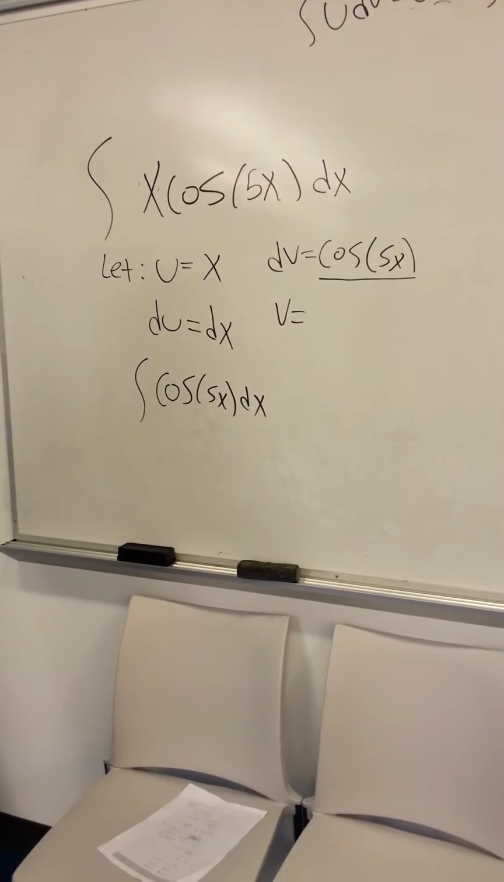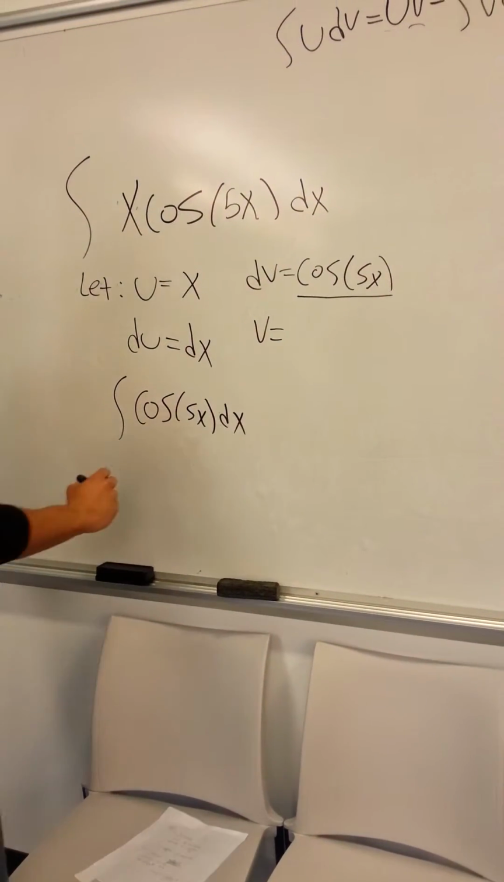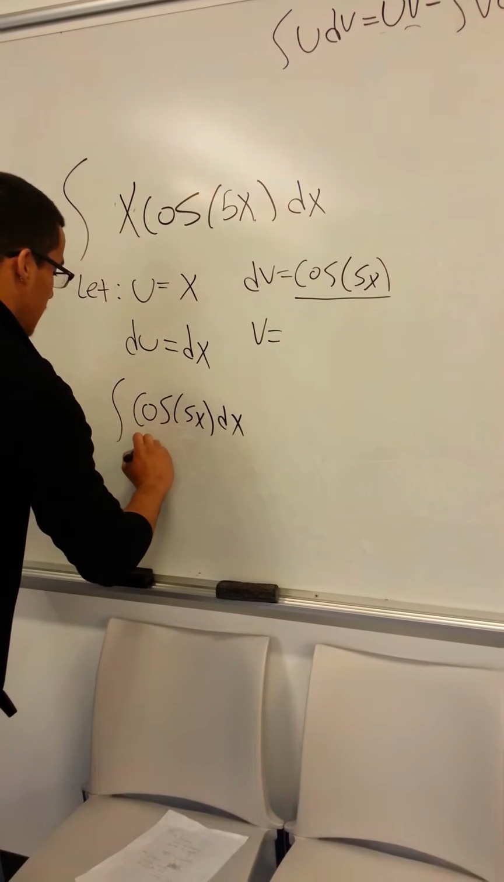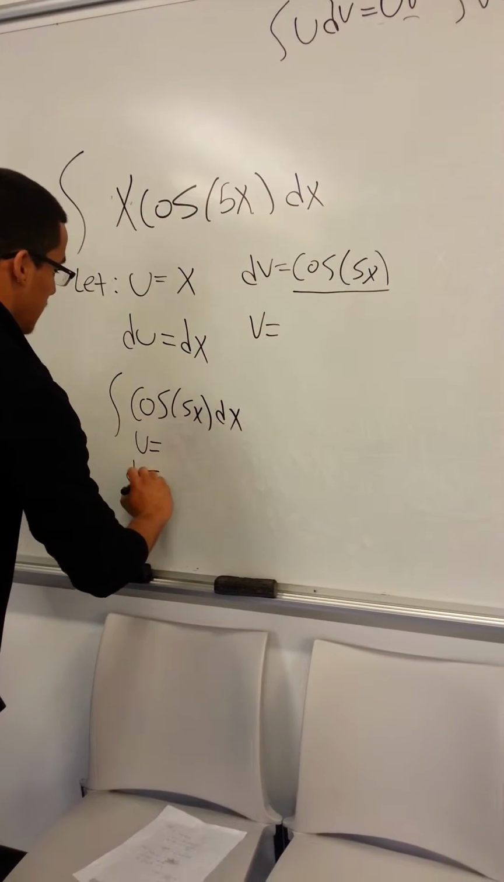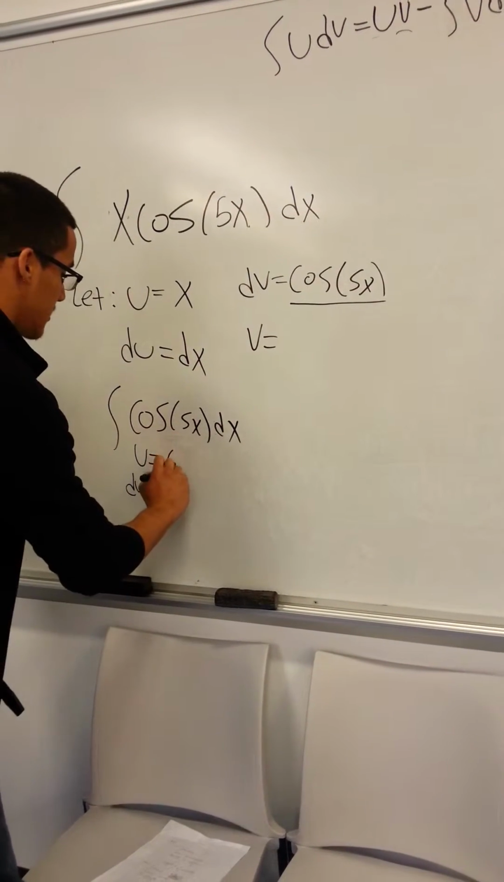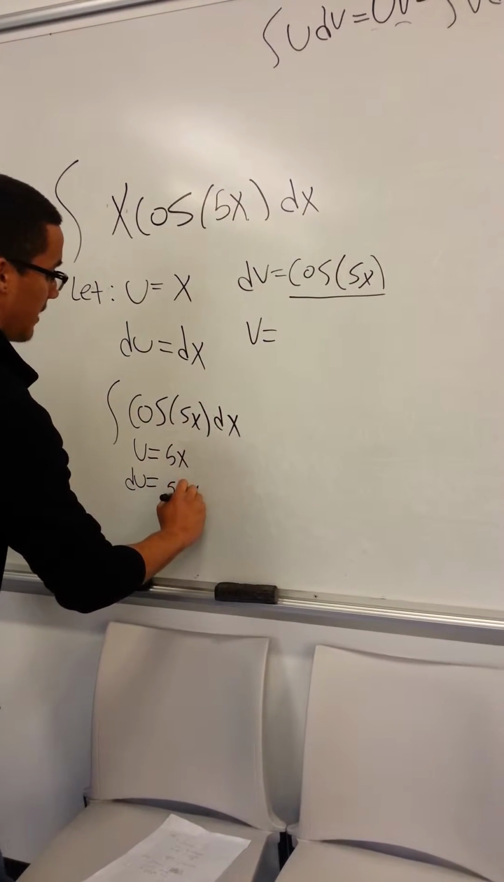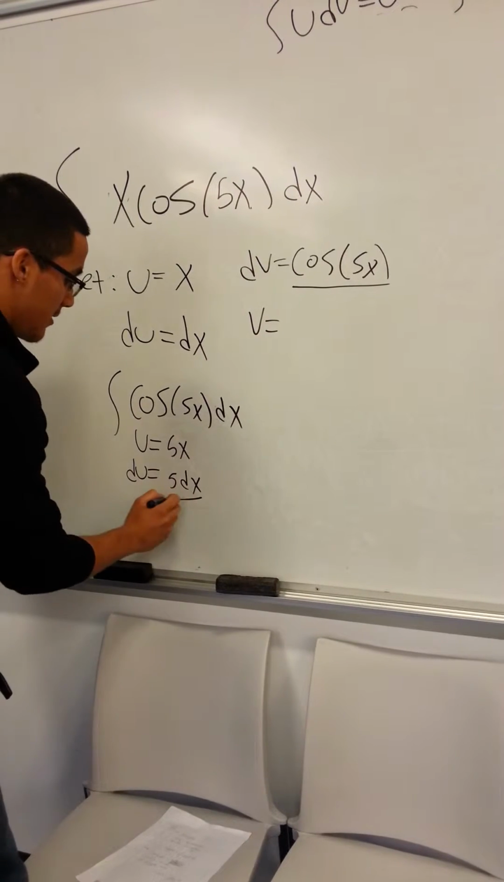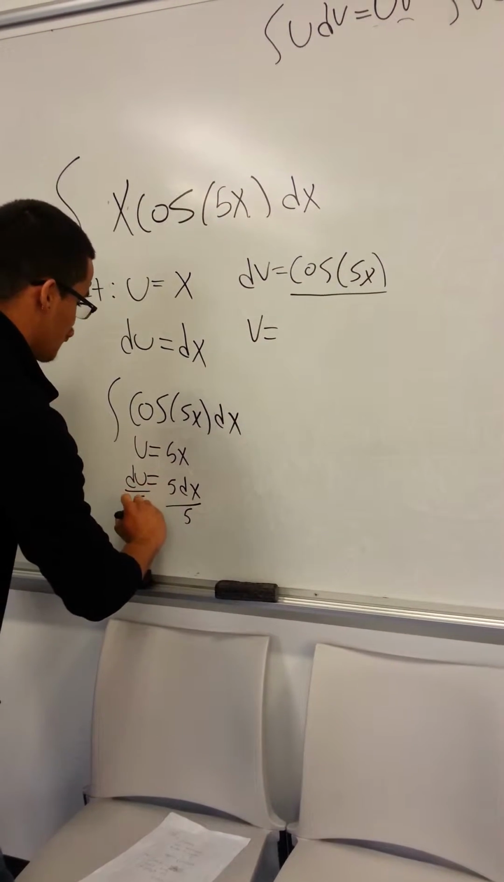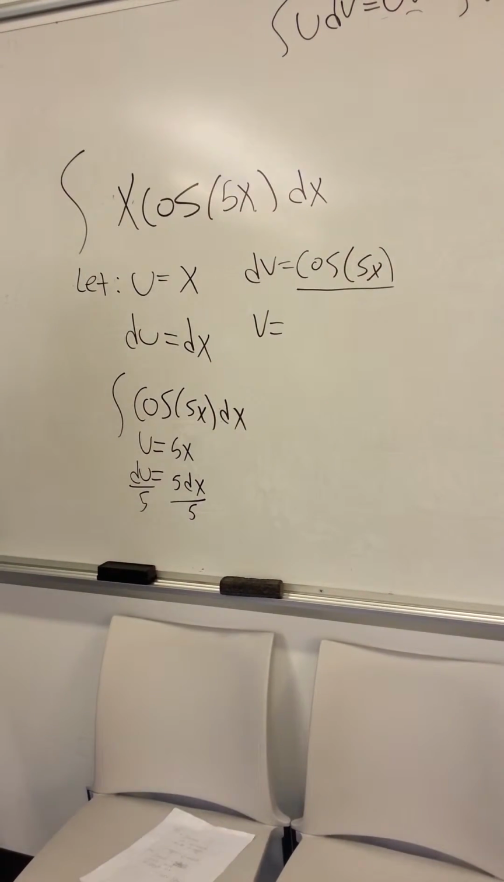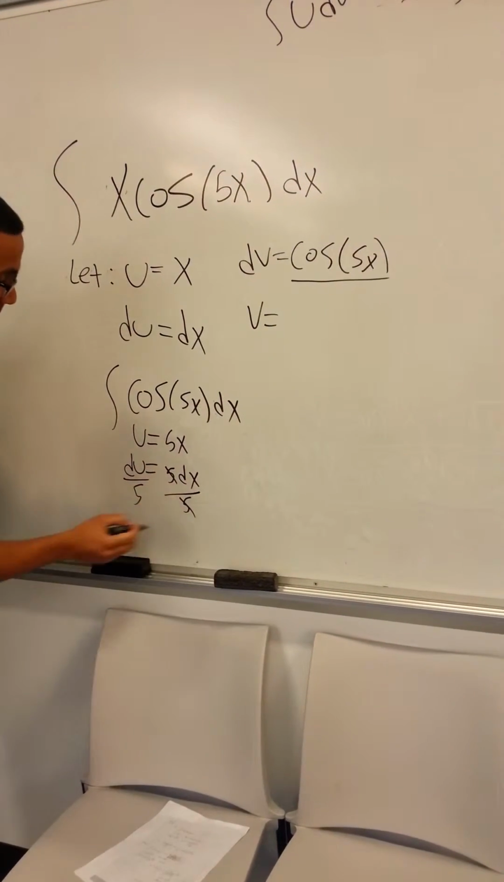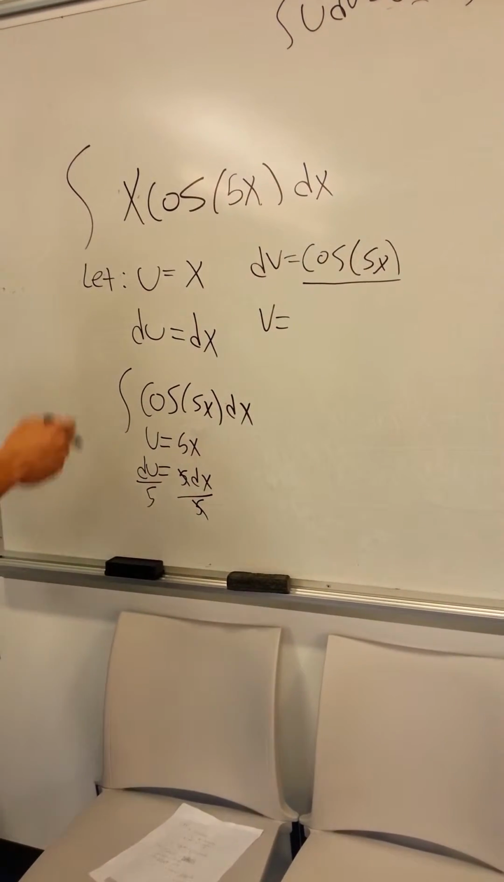So the integral of cosine 5x dx, we're going to use u substitution. u is going to be equal to 5x, and du is going to be equal to 5 dx, and we're going to divide 5 from both sides, making that these 5's cross out. It's going to be 1 over 5 du is equal to dx.